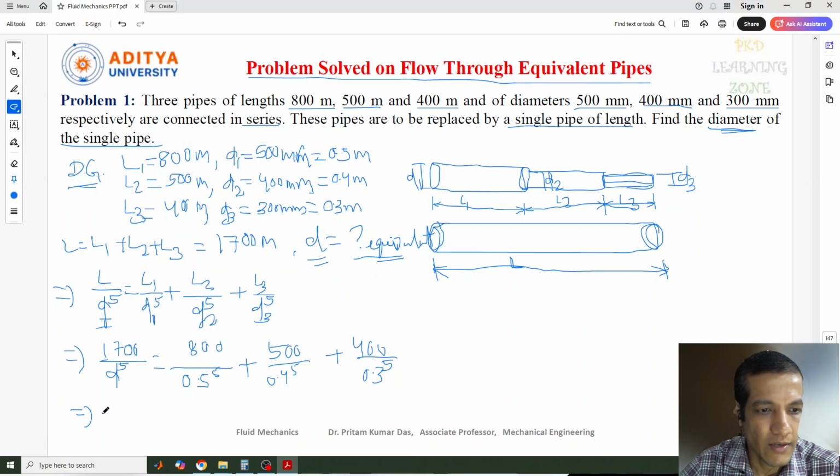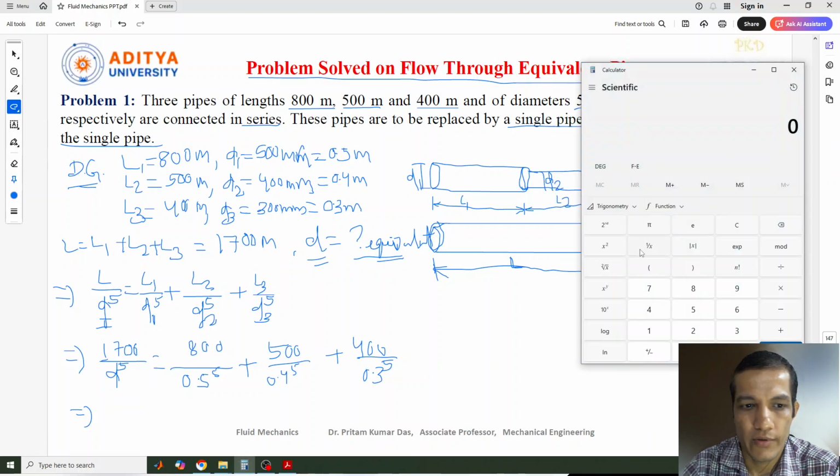Let me write here: D^5, I'll take it to this side. Okay, let's first solve this one. So let's see how much value we will get. 0.5 to the power 5, so 800 divided by 0.5 to the power 5 gives 25,600. Okay, let me do it another way.